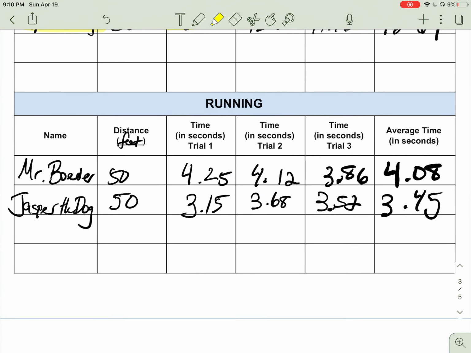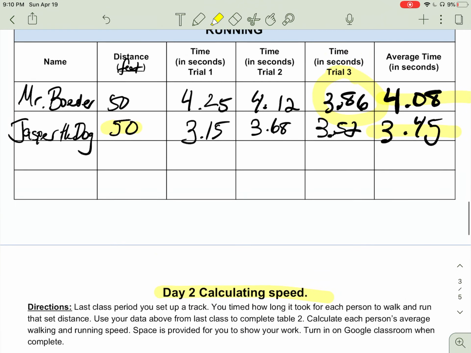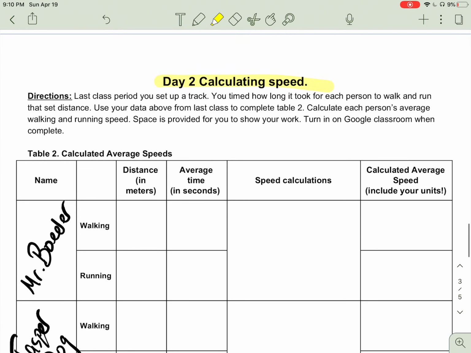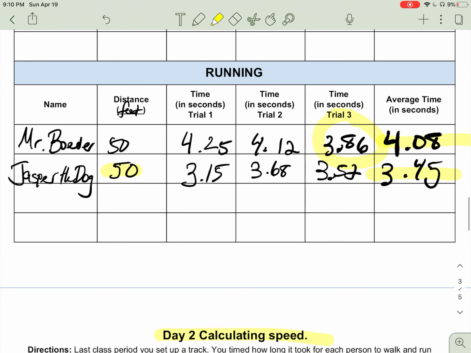And then when we ran, we used some treats to entice Jasper, and he was able to do that 50-foot track in an average of 3.45 seconds. I really pushed myself on that last trial and was able to average 4.08 seconds over that 50 feet. I gave myself a running head start too. But again, we're just measuring the start to the end.